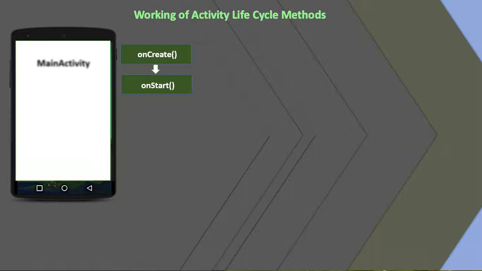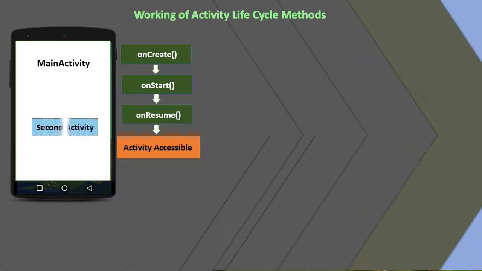Soon after onCreate, the next method executed is onStart. When onStart is executed, the activity is visible to the user, but the user cannot interact with it. In simple words, the user can see the application but cannot interact with it. Soon after onStart, the next method executed is onResume, and when onResume is executed, the activity becomes accessible and the user can interact with the application to do their task.